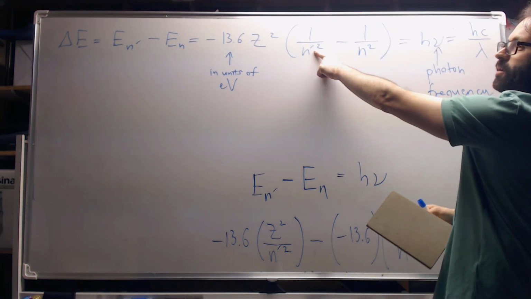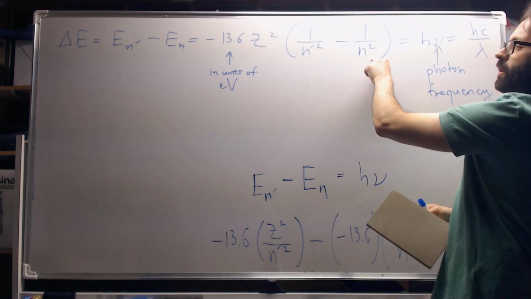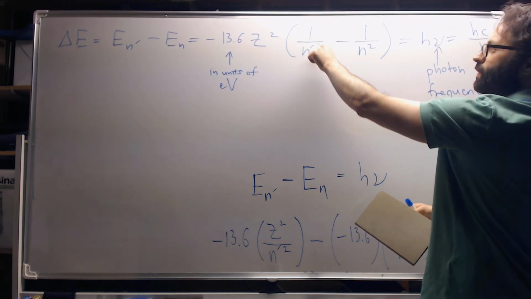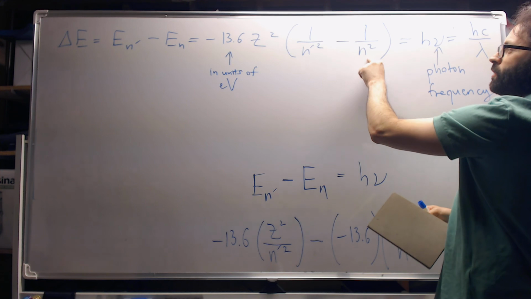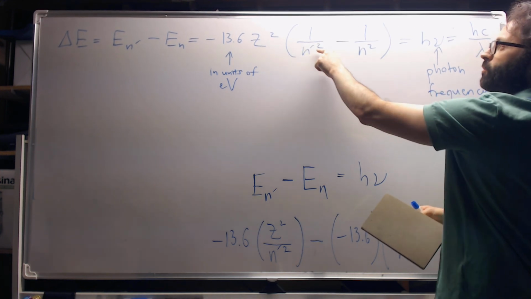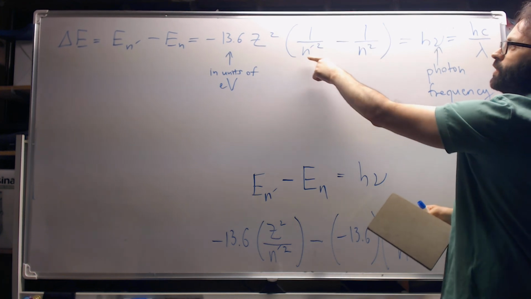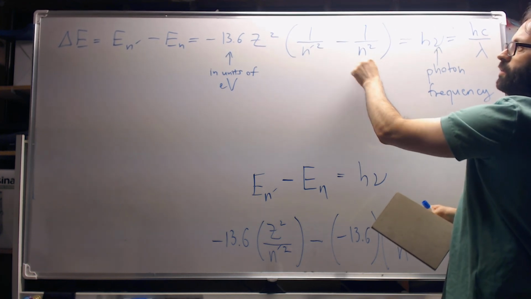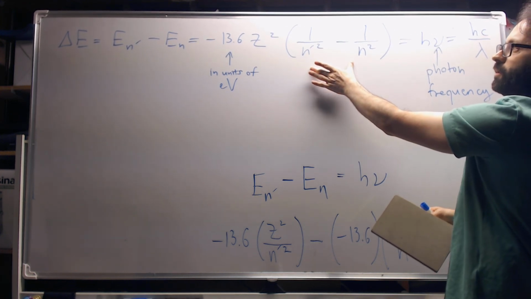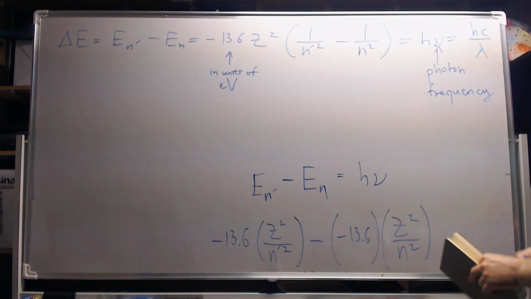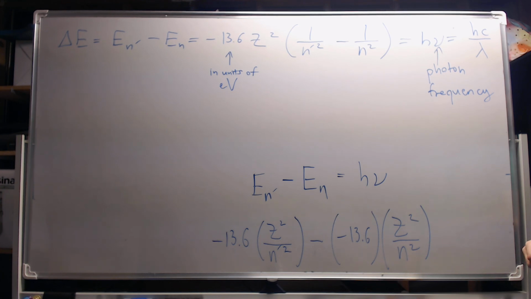Well, n prime is going to be larger than n, right? For example, this might be 1, this might be 4. So if n prime is larger than n, 1 over n prime squared is smaller than 1 over n squared. If this is smaller than that, this difference is going to be a negative number. Negative number multiplied by the negative gives you a positive, and so the world is not upside down. Everything is as we would expect.